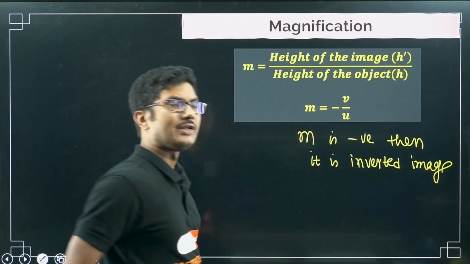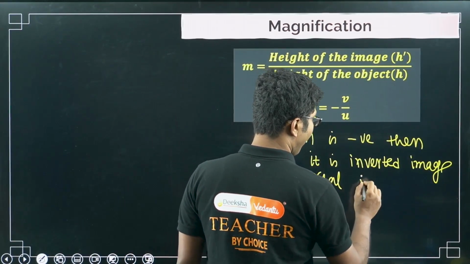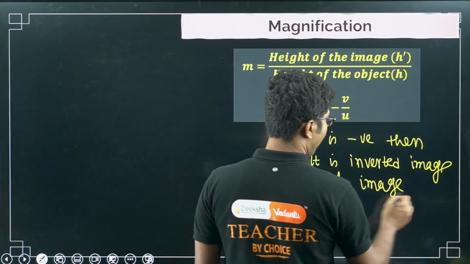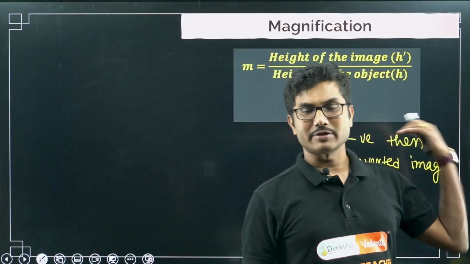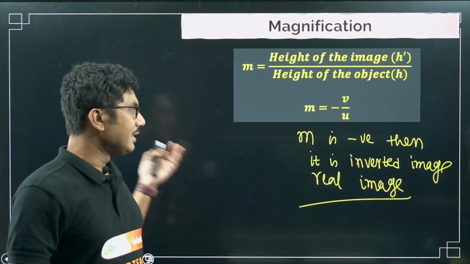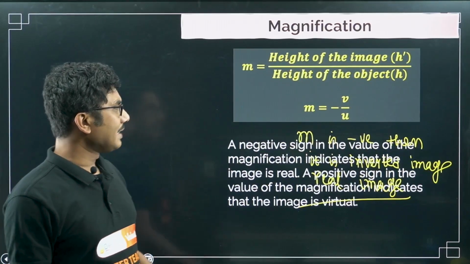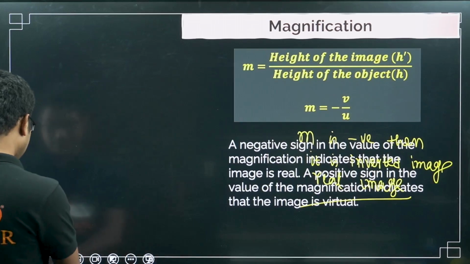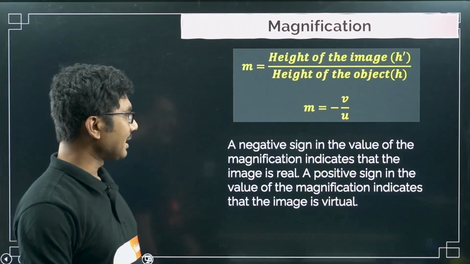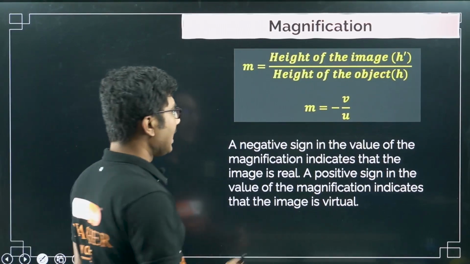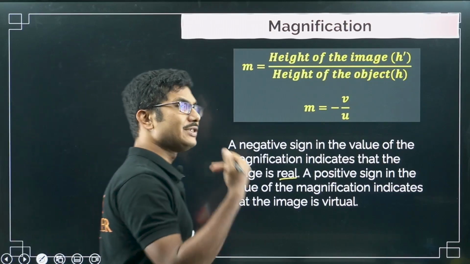Right, now what is the meaning of inverted image? Inverted image means it's also a real image, because only real images are inverted. We will see the same logic in case of lenses as well. So any inverted image is basically a real image. Negative sign of the value of the magnification indicates that the image is real. A positive sign indicates that the image is virtual. So it not only indicates real, it also indicates that it is an inverted image.